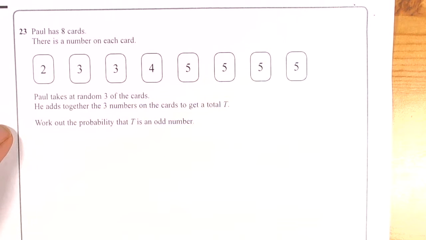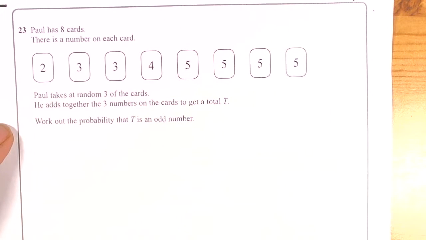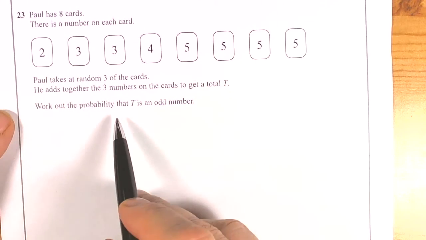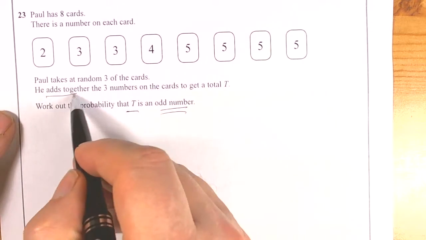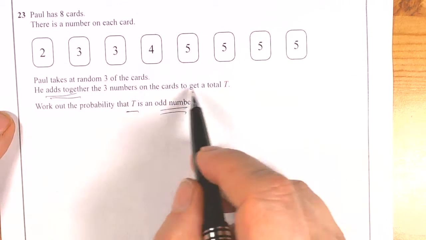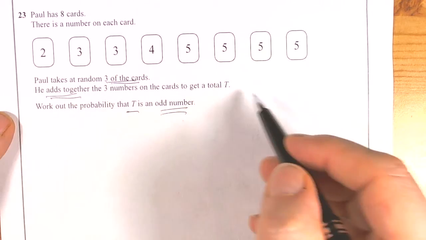Okay, so we've got a question here involving probability, and it asks us to work out the probability that the total is an odd number, and it's telling us that they add together the three cards. So we're picking three cards.